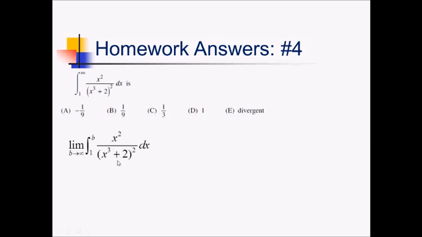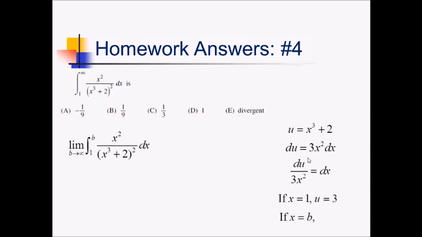So I have an inner function here, and its derivative. This looks like u substitution. So let me let u equal x cubed plus 2. And then du is 3x squared dx. Dividing by 3x squared, we have dx equals du over that. And for u values, if x equals 1, then we have a u value of 1 cubed plus 2, so that's 3. And if we have an x value of b, well, that's a little bit easier, then we just have b cubed plus 2.